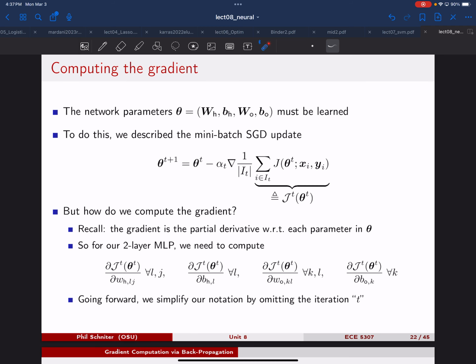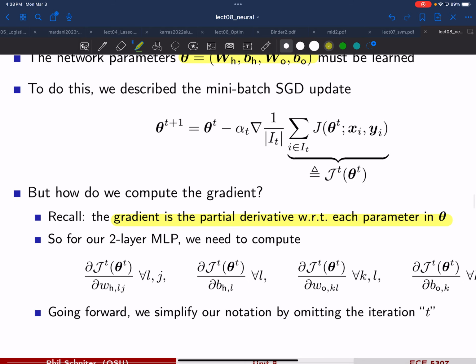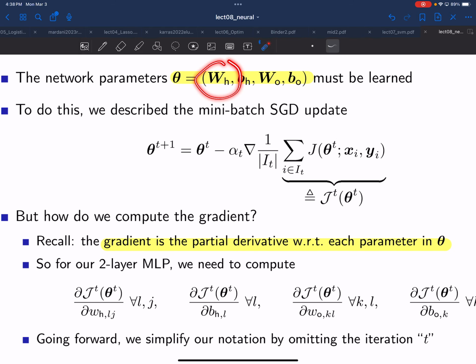So basically, we want to make this tractable, so we're going to start thinking about scalar calculus. Basically, look at the partial derivative with respect to each parameter in our set theta. So when we talk about this W^H matrix, it's a matrix that has rows l and columns j. So I'm going to have to look at the gradient of my loss with respect to the lth row and jth column of this matrix.